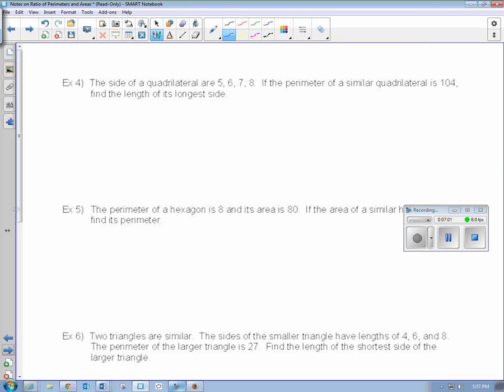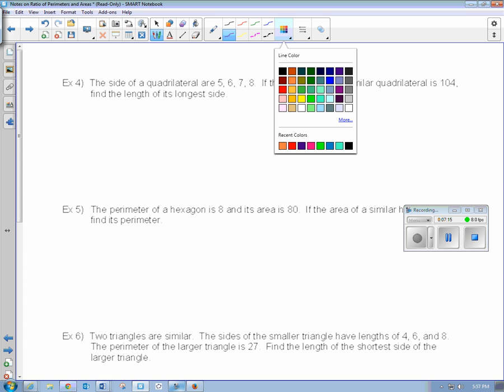So please flip your paper over. On the back, we have a couple of examples here. And I'm going to actually write down some rules for you before we go too far. So rules that you can use based on those ideas we just had.